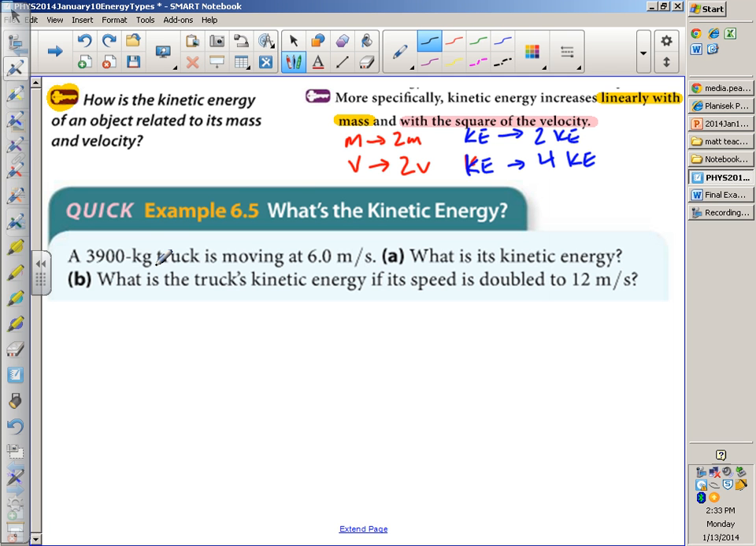It doesn't get much easier than part A. So it says a 3,900 kilogram truck is moving at 6 meters per second. A, what is the kinetic energy? So what is it asking us for? It wants to know what the kinetic energy is, right? It gave us some information, right? 3,900 kilograms, that's going to be the object's what? Mass. That's going to be its mass, right? So 3,900. And then moving at 6 meters per second, that's going to be the what?